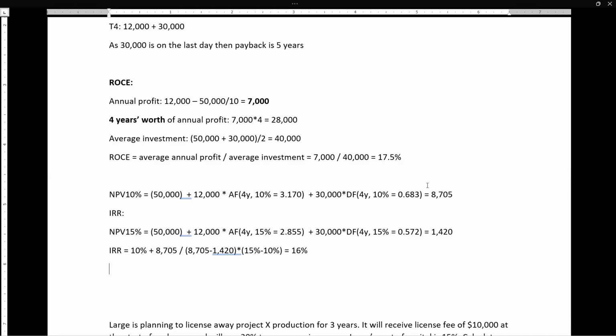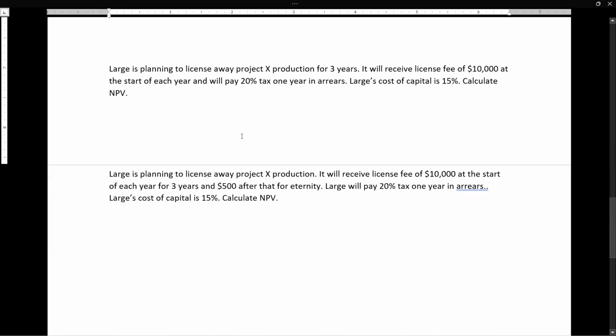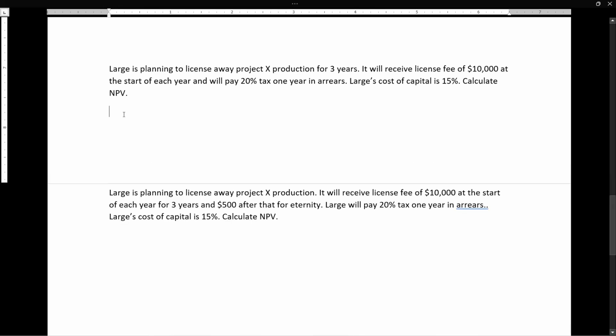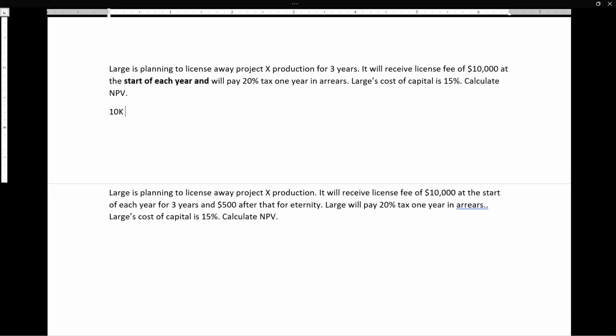And now let's go and talk a little bit more about NPV, and namely about annuities and perpetuities. So we have a company that is planning to license away Project X for 3 years. It will receive a license fee of 10,000 at the start of the year. So if a fee is received at the start of the year, this means that when we calculate the annuity, we will need to take this start of the year as 1. So it will be just 10K. Nothing is going to change.